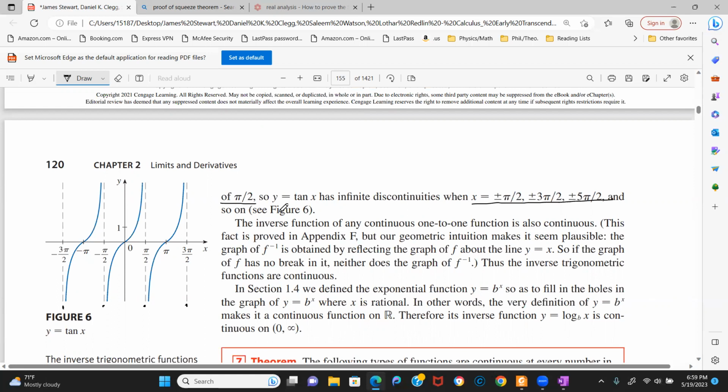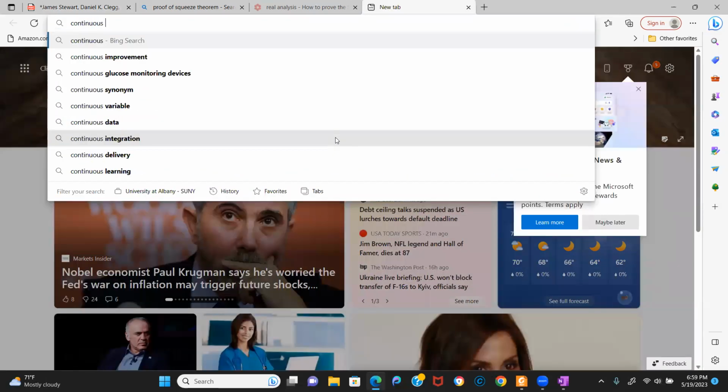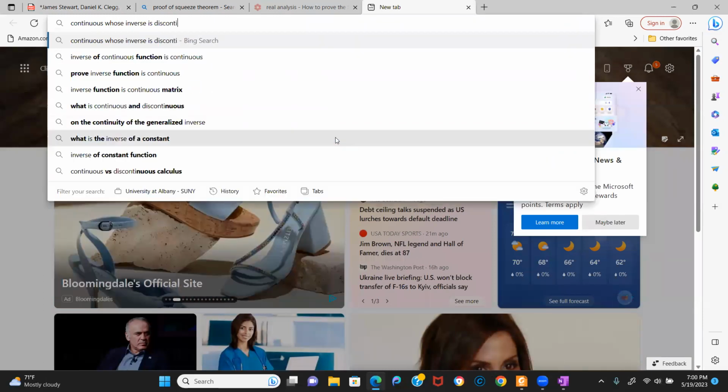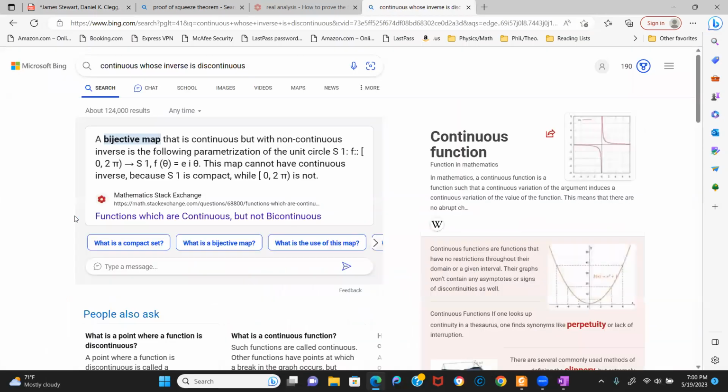Now here, all right, the inverse function of any continuous function is also continuous. Any continuous function? What? That doesn't sound right to me. I don't think that's right. Maybe for real numbers, I guess. That doesn't seem right to me, honestly. Continuous function whose inverse is discontinuous. Let's see. I don't think that's right.